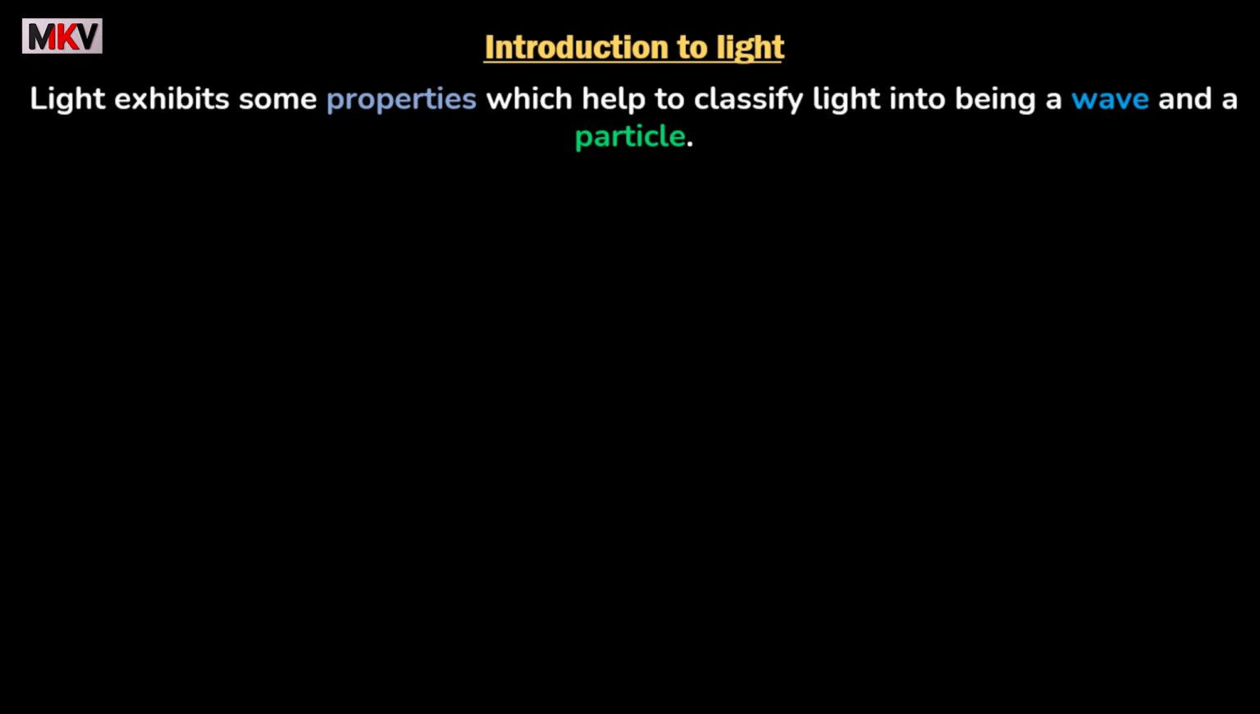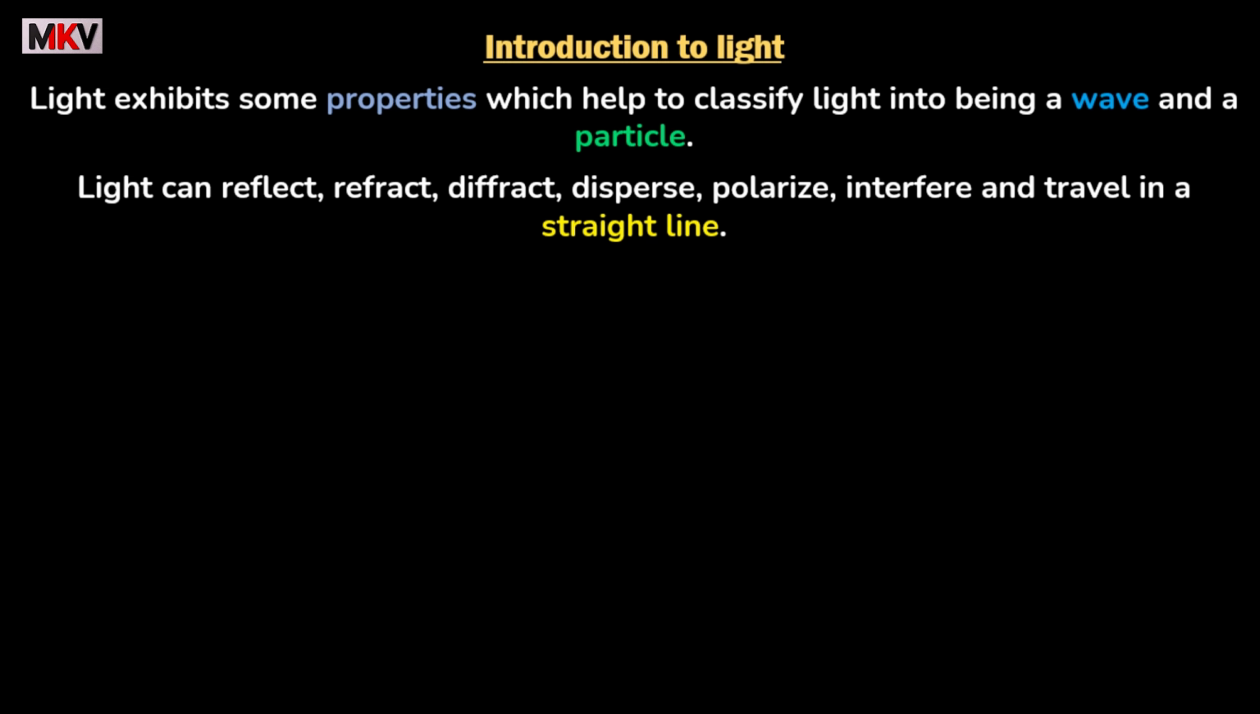Now, light exhibits some properties which help to classify light as being a wave or a particle. So these properties are: it can reflect, it can refract, it can diffract, it can be dispersed, it can be polarized, interference can occur, and it can travel in a straight line as well. These properties help us to group light into wave and particle, and give some specific properties of light as well.